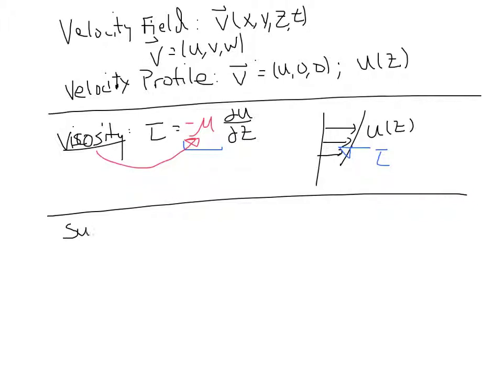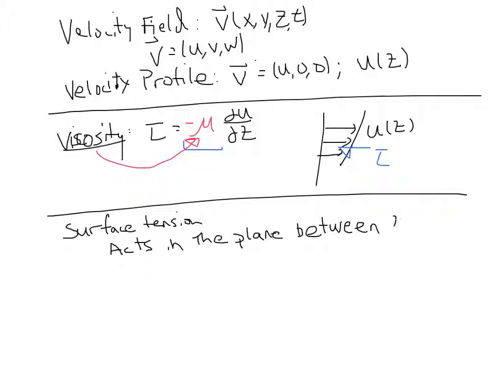Final topic that we talked about today was surface tension. Surface tension is a force in the plane of the interface between two fluids. So it acts in the plane between two fluids. Think of it like a layer of fabric that sits right on the interface between these two fluids. And the easiest one to think of is air and water.